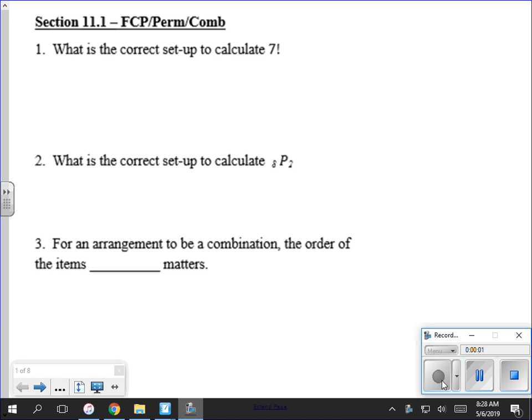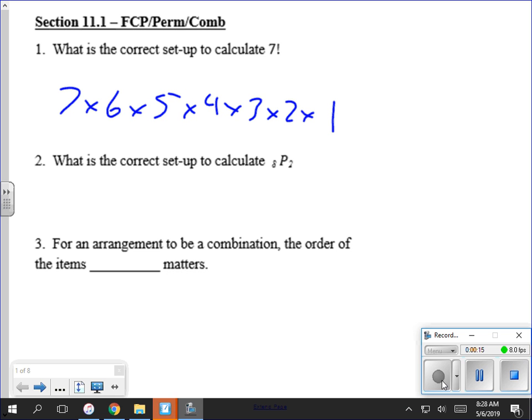Okay, I'm going to move fairly quickly through these. First one, what is the correct way to set up to calculate 7 factorial? 7 times 6 times 5 times 4 times 3 times 2 times 1.